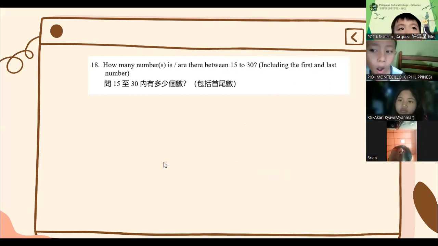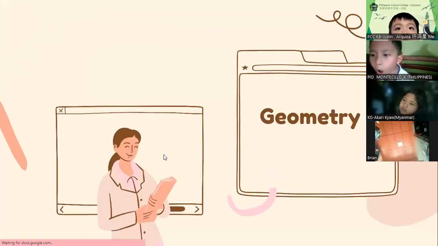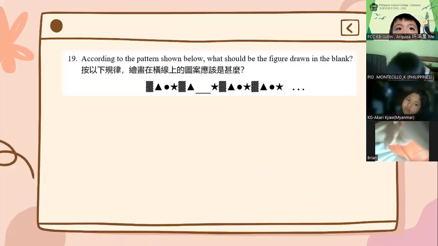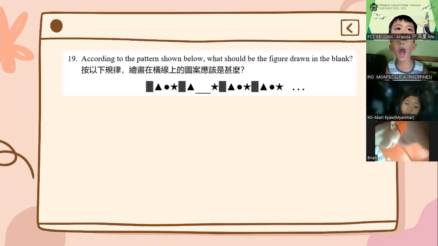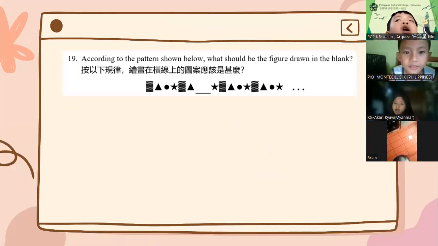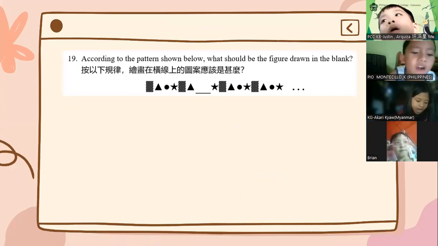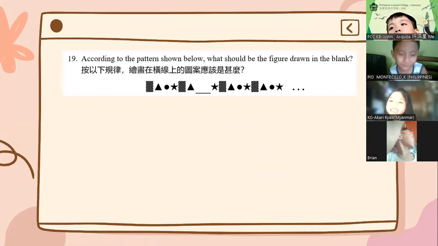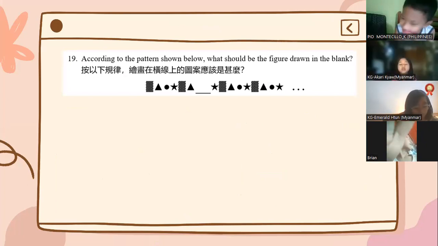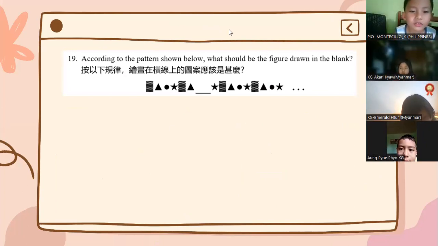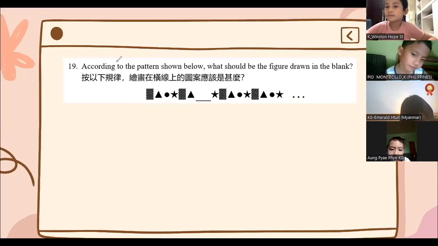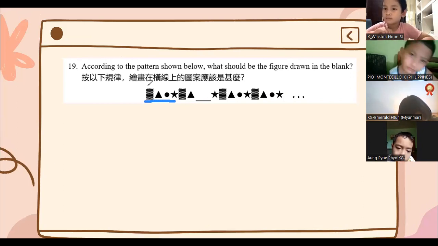Very good. How about question number 19? So this time we are in the geometry part. According to the pattern shown below, what should be the figure drawn in the blank? What is our pattern? Rectangle, circle, star. Okay, so basically it's just like this. This four. Okay, you start from this figure, and then you have the star.